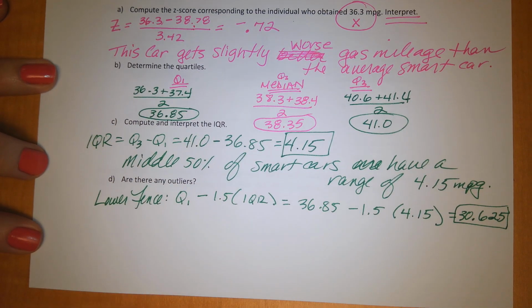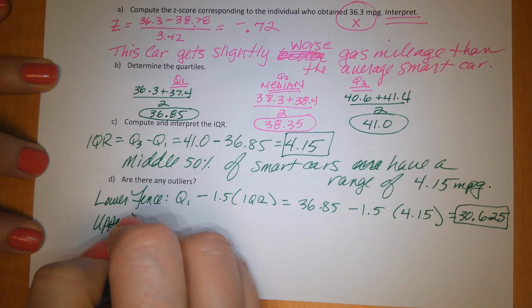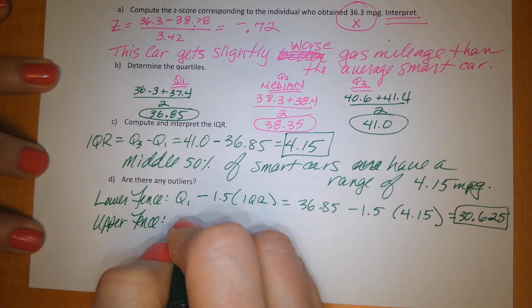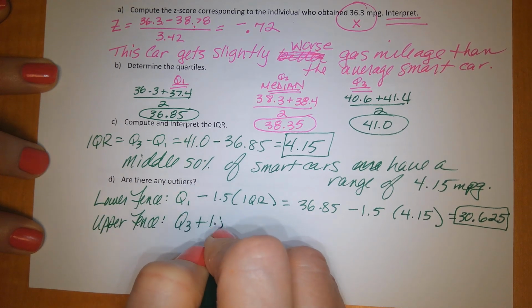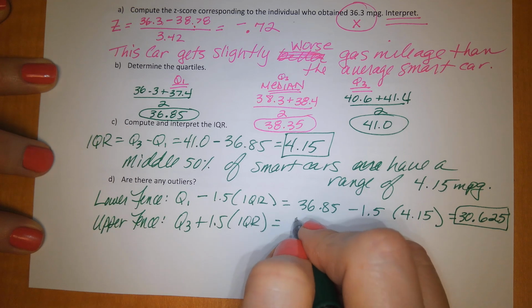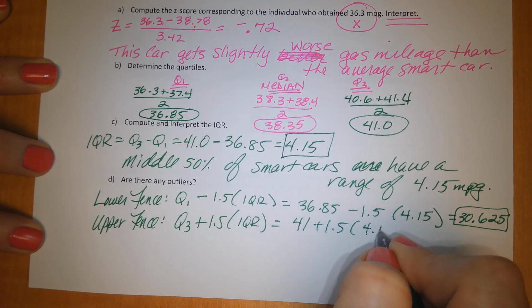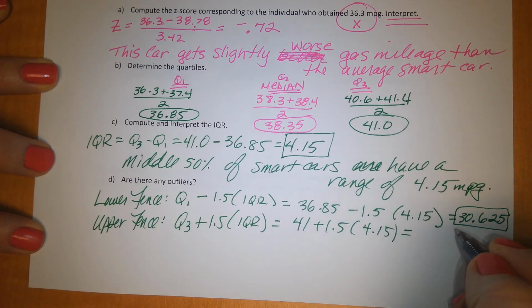Let's also check for upper outliers. So we need to find the upper fence. We take Q3 and we add 1.5 times the IQR. So that's going to give me 41 plus 1.5 times 4.15, and that's going to give me 47.225.